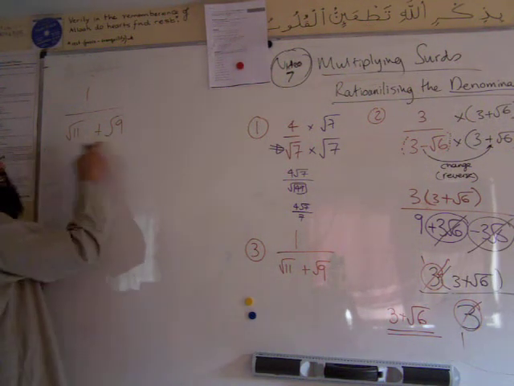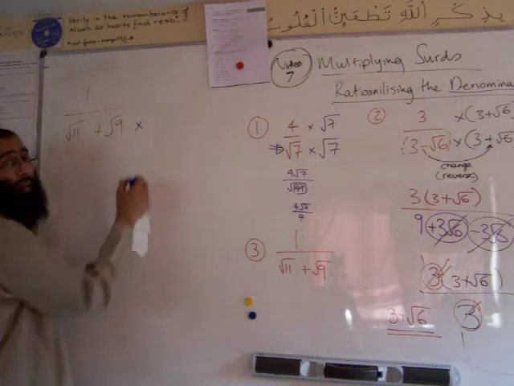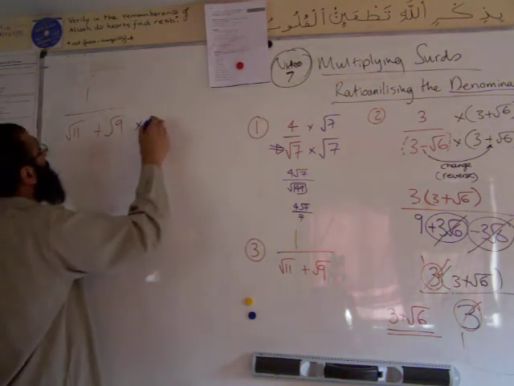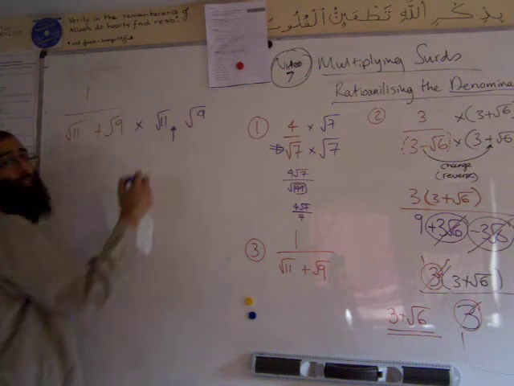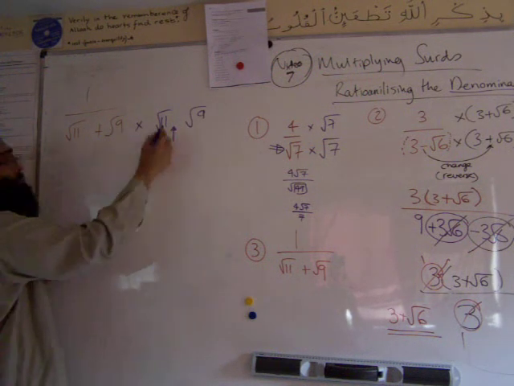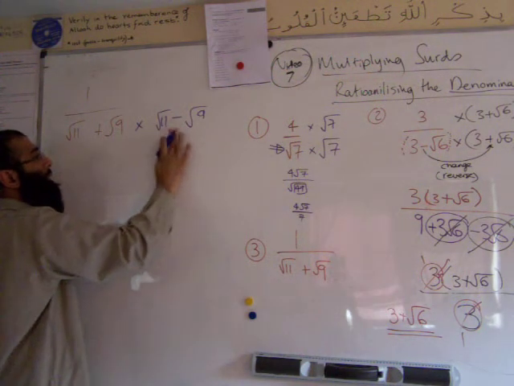So we've got root 11 plus root 9, and we have to multiply it by itself. But what do we do that's a little bit different? The difference is here, the sign. The plus becomes a minus. So you have to remember that.